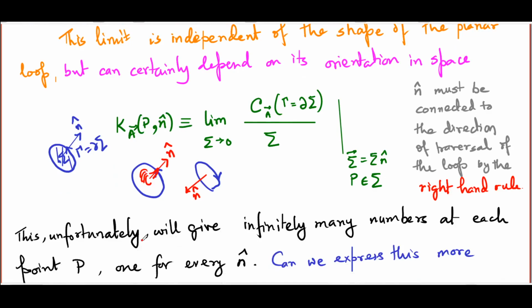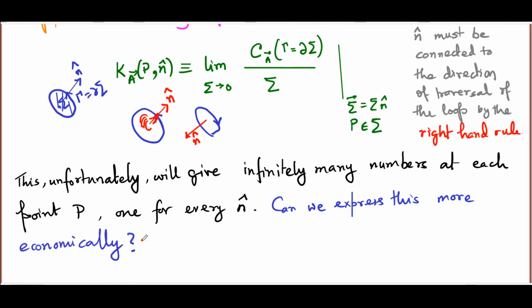So, this gives us an idea about the strength of circulation, circulation per unit area. But unfortunately, this gives us way too much information. This will give us infinitely many numbers at every given point P, because it will give me one number for each choice of n hat. So different orientations of a plane will lead to different numbers. And that's way too many numbers to worry about. Question is, can we express this more economically with a smaller bunch of entities to worry about? And the answer is yes.